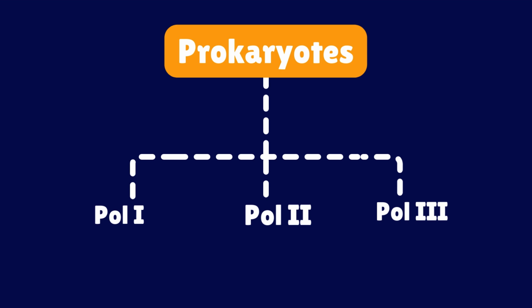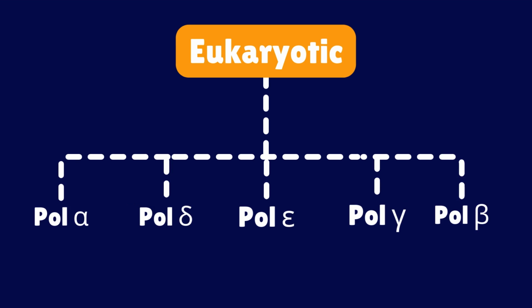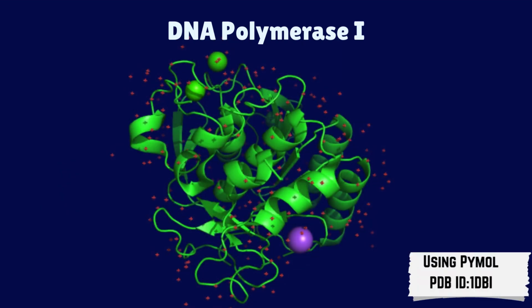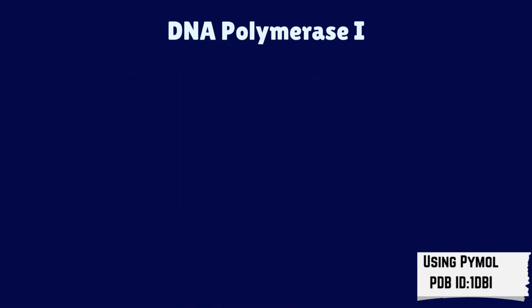There are different types of DNA polymerases in prokaryotes and eukaryotes as shown. Each polymerase has a specialized function that ensures efficient and accurate DNA replication and repair. Let's focus on DNA polymerase 1 in prokaryotes.